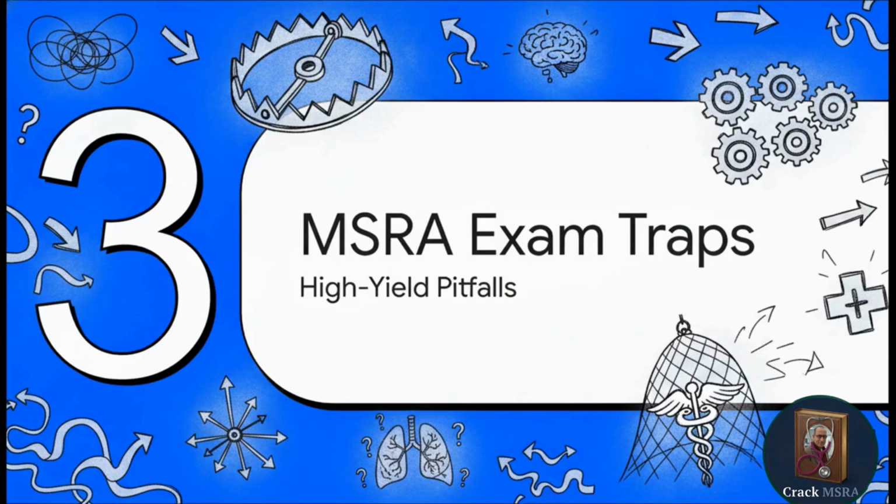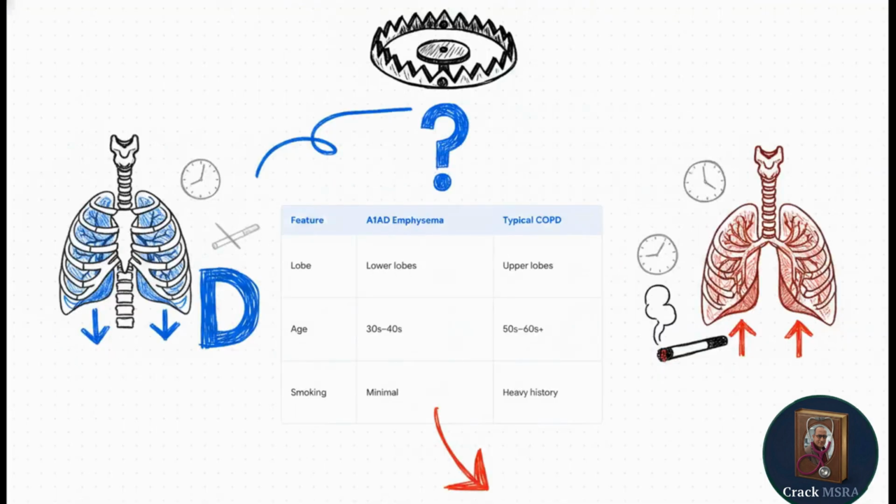Okay, pay close attention here. Section 3, high-yield MSRA exam traps. Examiners love these. Let's uncover a classic. The lobe trap. If you get an exam question describing a patient with emphysema, the very first thing you should do is check the lobe distribution on the CT scan.